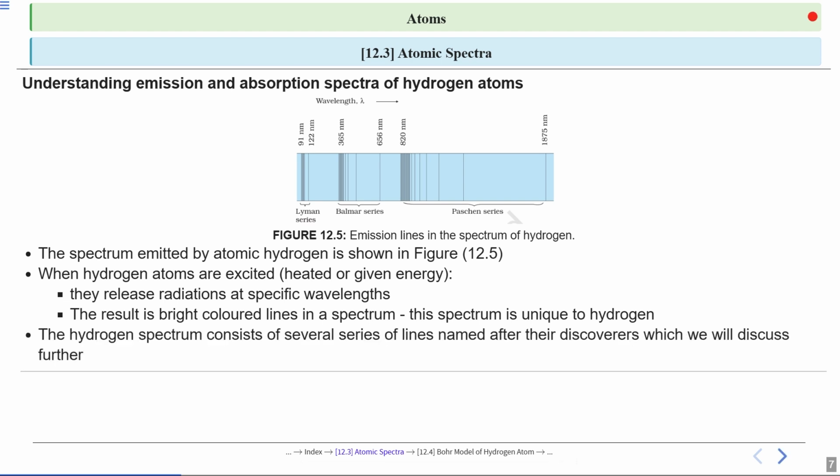So the hydrogen spectrum is made up of several series of lines, each named after the scientist who discovered them. We will discuss these series in more detail soon.